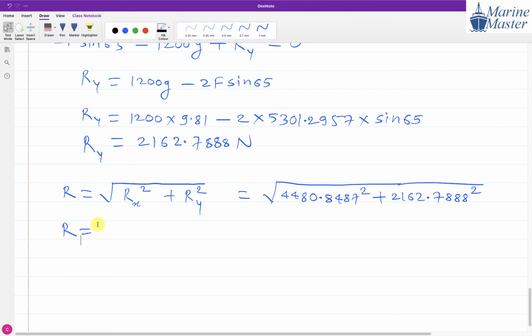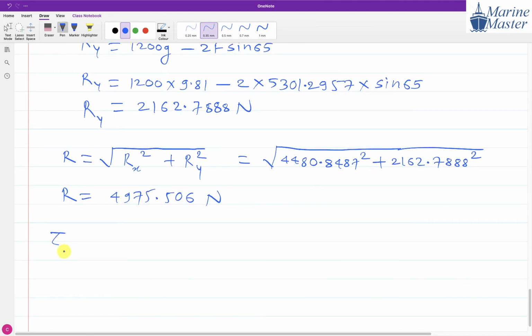R is 4975.506 Newton. Yes, sir. So we got the value of R. So in this way we got the value of R.